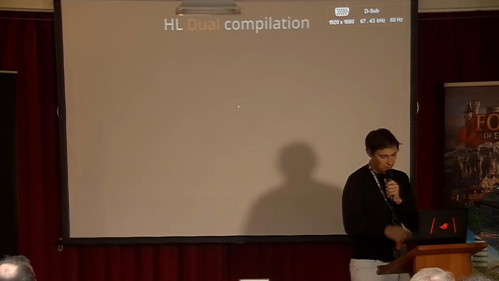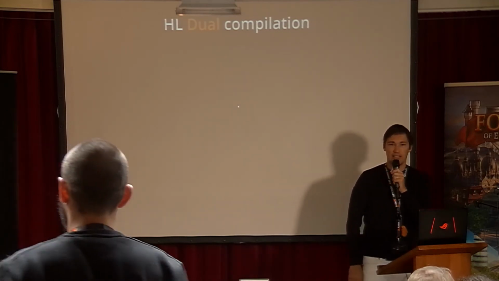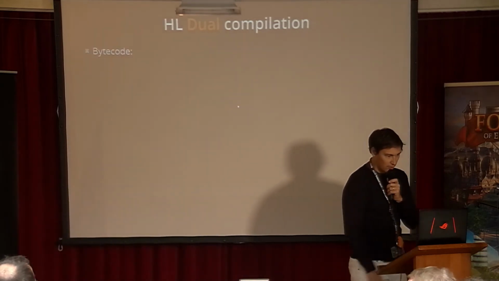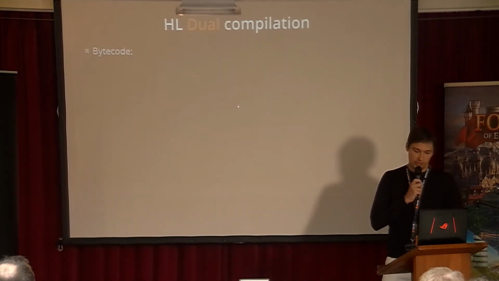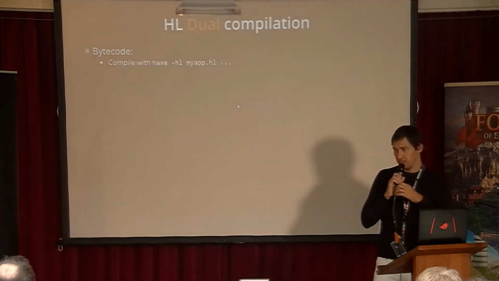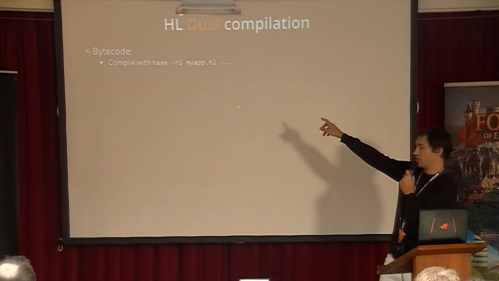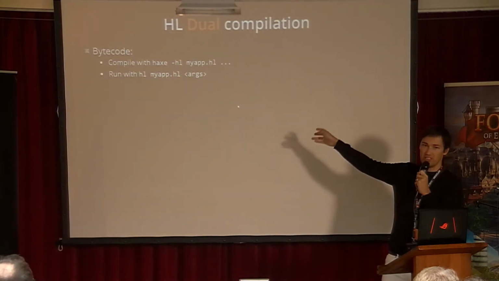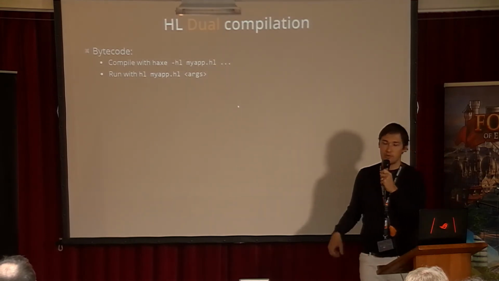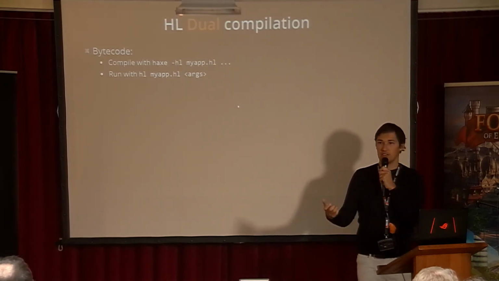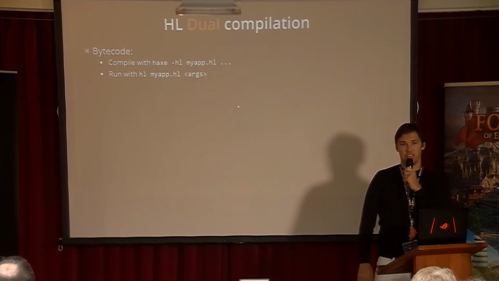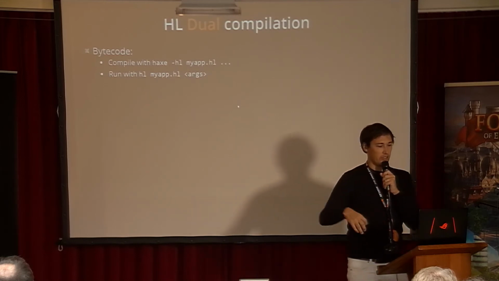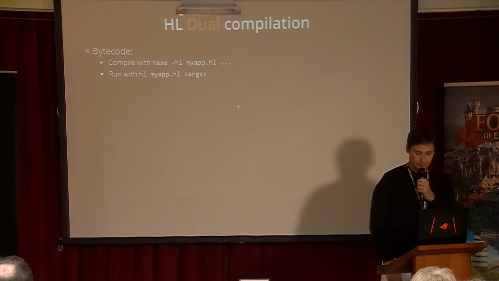Okay, it's back. So one of the main features of HashLink is dual compilation. HashLink actually has two outputs. You can compile to bytecode using haxe -hl myapp.hl with your parameters, and then you can run it with hl myapp.hl and arguments. The .hl is a cross-platform bytecode file, like a Java class, and then you can run it on any computer, compile it on Windows, and run it on OS X or something. So it's very portable.